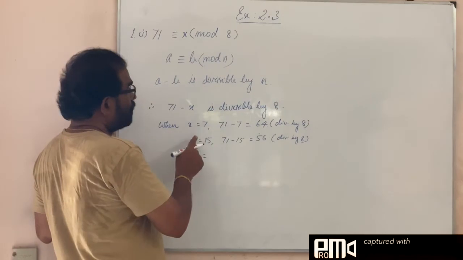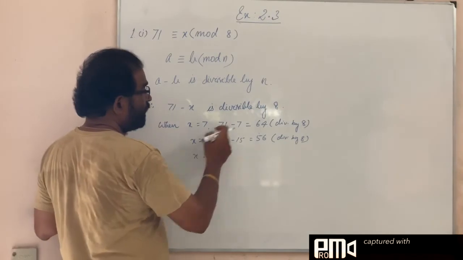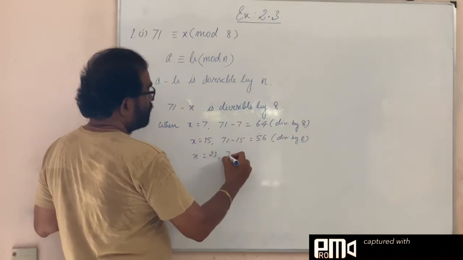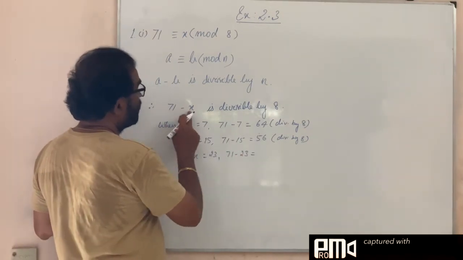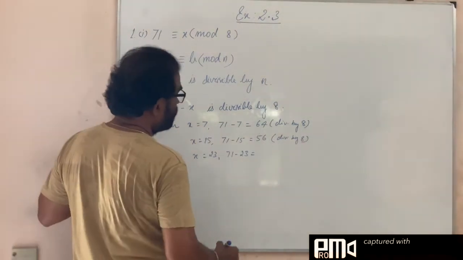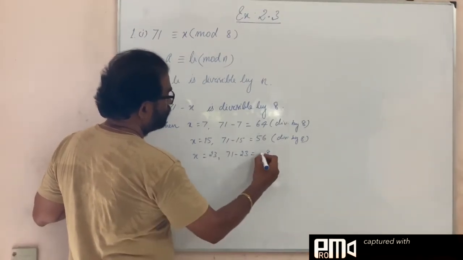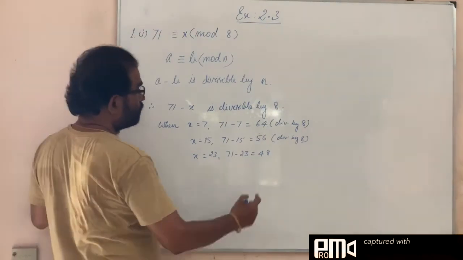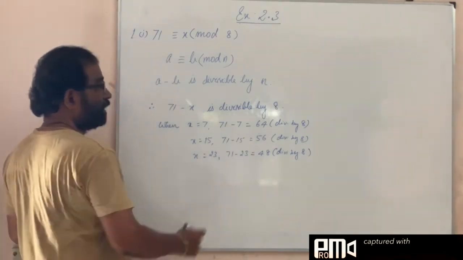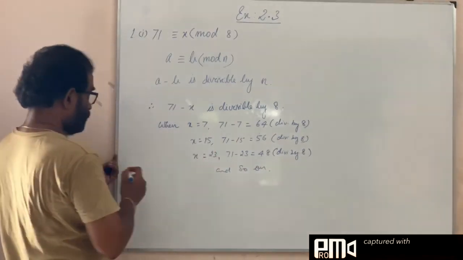The first value we found is 7. What is the second value? 7 plus 8, 15. The third value will be 15 plus 8, that is 23. When x is 23, 71 minus 23 is equal to 48, and 48 is divisible by 8. And so on. So many values are there for x.